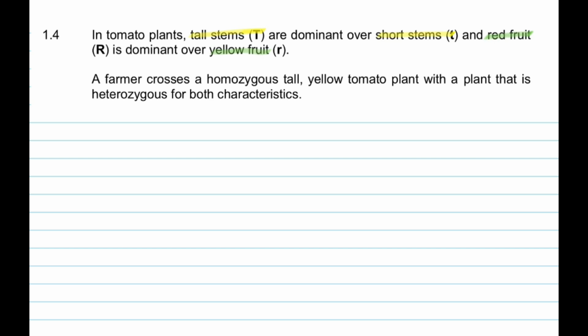Homozygous tall, now remember homozygous means the two characteristics look exactly the same, and if they are tall, it means that they're showing the dominant characteristic. Yellow tomato, and yellow is the recessive characteristic, and if it's showing the recessive characteristic, it means it automatically has to be homozygous. And that's going to be crossed with a plant that's heterozygous for both characteristics. Now, heterozygous means that the two characteristics do not look exactly the same. And again, see how careful I am with my handwriting, making sure that my capital letter T and my capital R look different. I hope that helps.